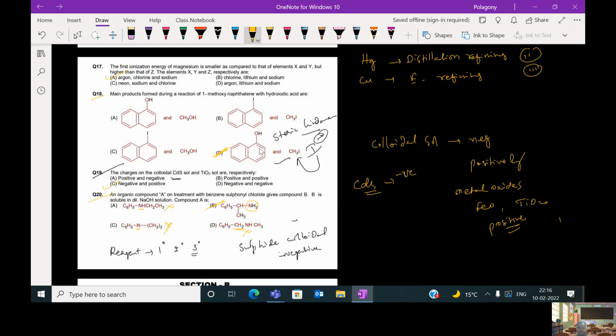Okay, so these are the main solutions for this paper, and we'll discuss section B, the numerical part.